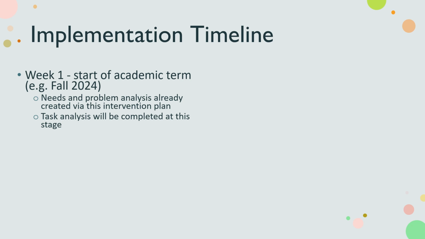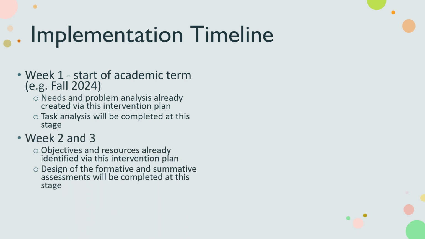But let's say this was going to start in fall 2024. So week 1, the start of the academic term, these are the steps I would need to do. First, the needs and problem analysis have already been created because I've done it for this intervention and instructional design plan. The task analysis, however, will need to be completed during week 1. Weeks 2 and 3, the objectives and resources have already been established. I know what I want to do, and I know that I'm going to use Mentimeter, and I don't need to involve additional stakeholders like IT or department approvals.